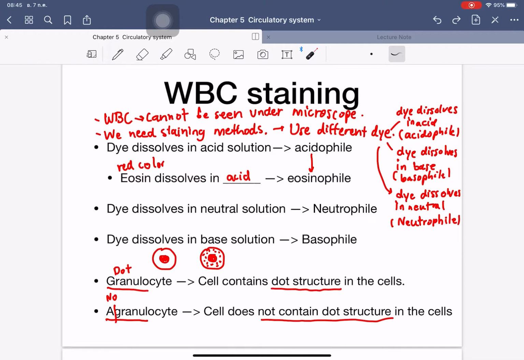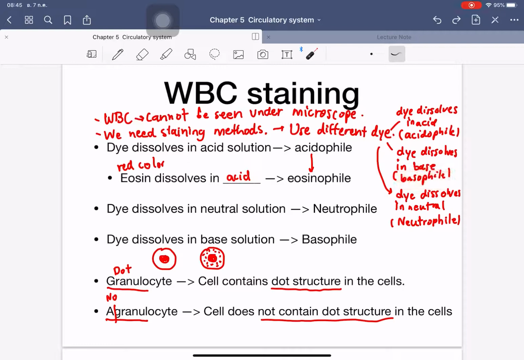And the next topic here we talk about the white blood cell staining. Basically, white blood cells cannot be seen under the microscope because the cell is quite clear. So we need the staining method, เอาการย้อมสี, and we use many different types of dye or colors. Okay, we group them into three groups. The first one, the dye that dissolves in the acid. If you use the dye that dissolves in the acid to stain the white blood cell, those white blood cells we call acidophile, because the word phi here means love. They love the acid. And the dye that dissolves in the base we call basophil.